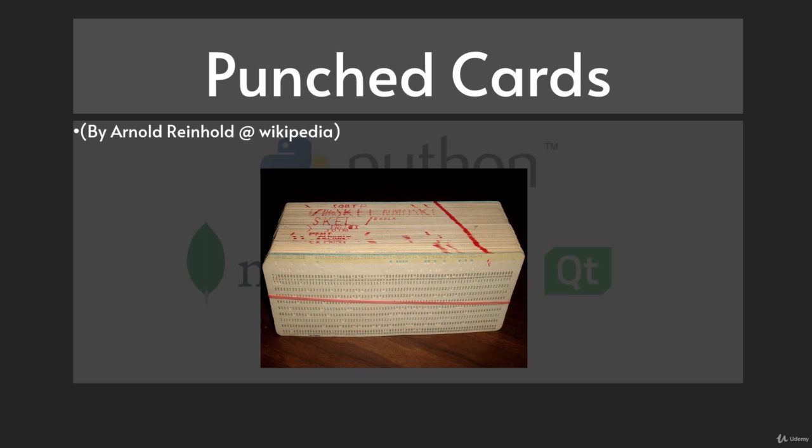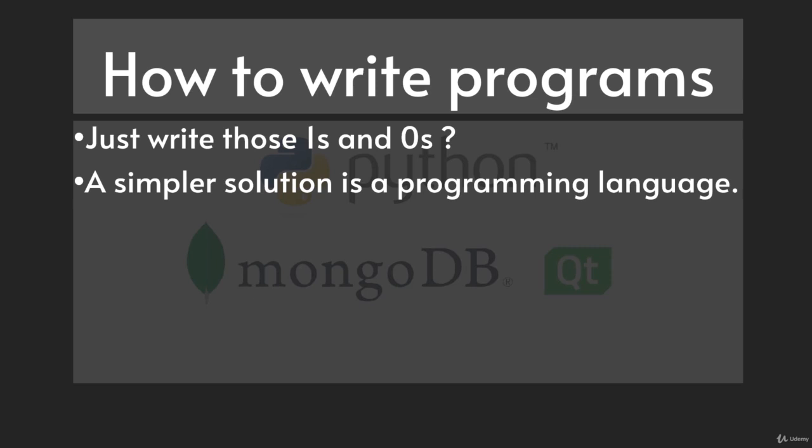Showing you a little history here, in the 1950s, we used to have these punched cards to represent a computer program, and this stack of punched cards represents a computer program. So how do we write a computer program? Well, we can choose to write ones and zeros as I showed you earlier, like the punched cards example.